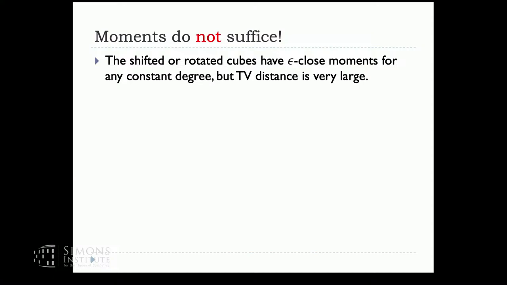Because for any constant degree, actually degree up to log d over log log d, the moments will stay close to what you would get from epsilon errors. But meanwhile, the TV distance is huge. So moments just don't have information theoretically enough content to tell you the answer.